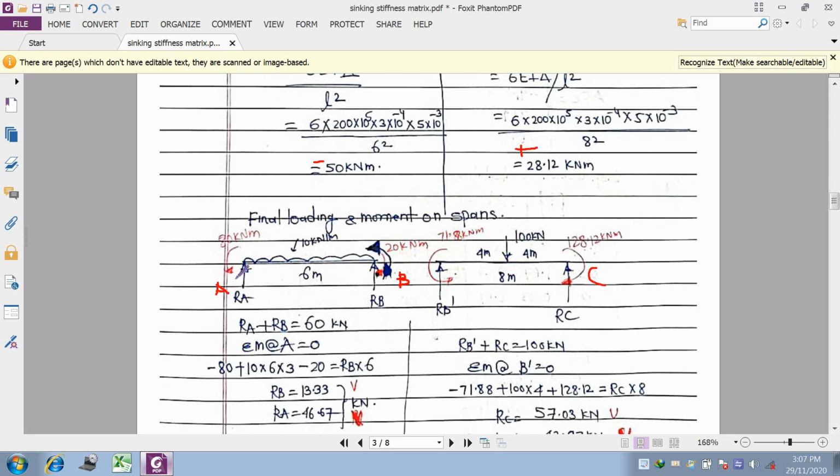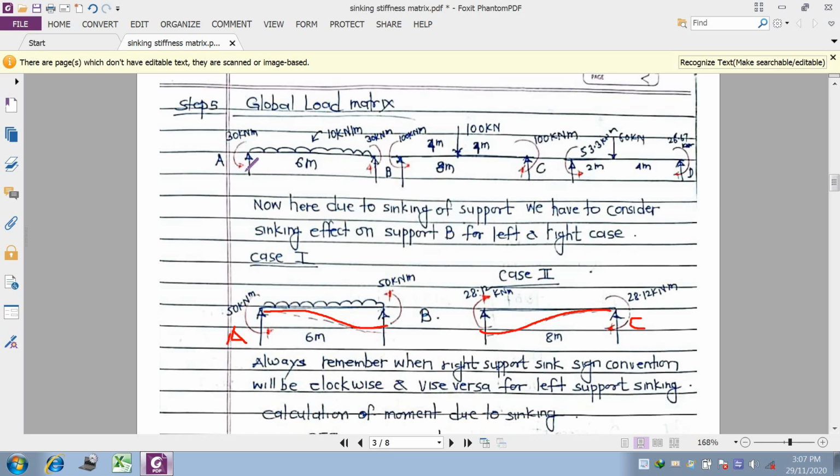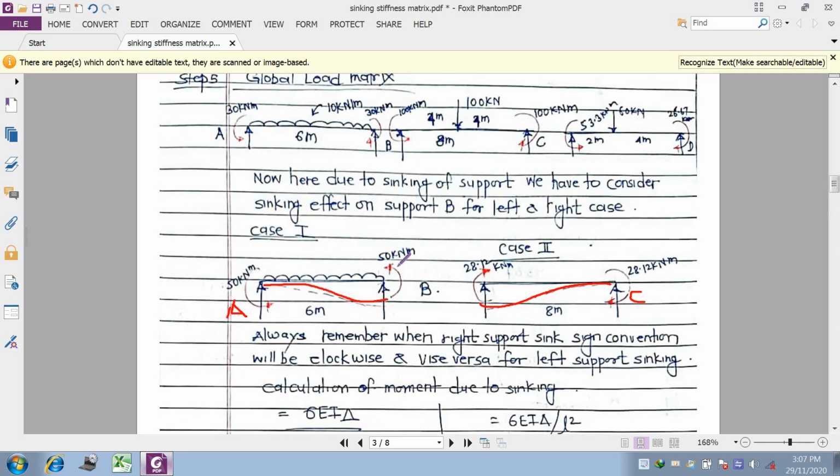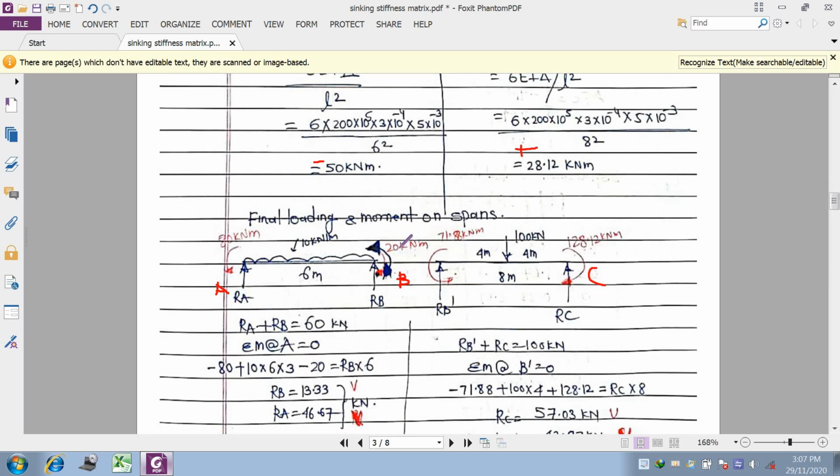Okay, so for RA, where this 80 comes from, let us see. This is minus 30 and this is minus 50 kilonewton. So the answer will be minus 80 kilonewton. Similarly here, how does this 20 come from? Here it is minus 50 kilonewton, this is 30 kilonewton. So minus 50 plus 30, the answer will be minus 20.